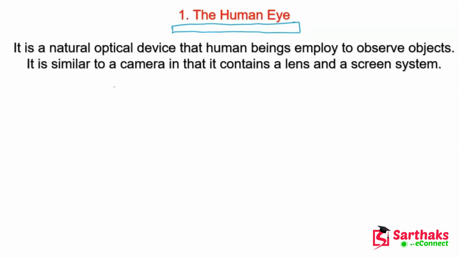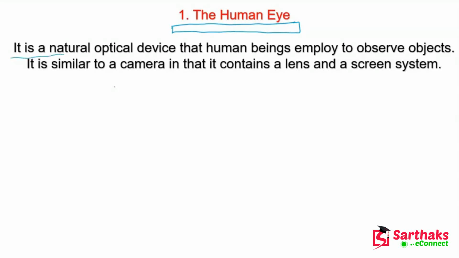We will discuss the parts of the human eye, how it is formed, what are its components, and what is the work of the different parts of the human eye. All these things we need to discuss. So before that, let's read the definition of the human eye.